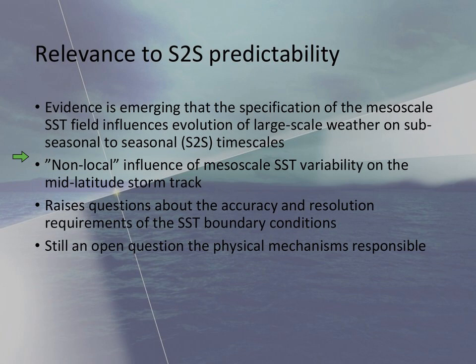However, there's quite a bit of evidence showing clearly that there's non-local influences. So there are downstream impacts, possibly upstream impacts on the mid-latitude storm track. And it's a very active area of research right now, and there's still quite a lot of questions that we don't clearly understand, but we believe it's quite an important process to understand the ocean atmosphere coupling that occurs both in a local sense and a non-local sense.